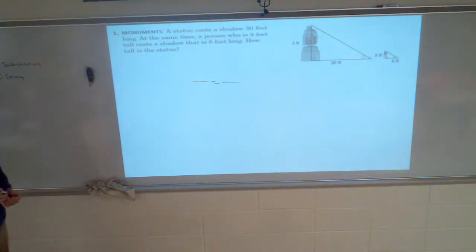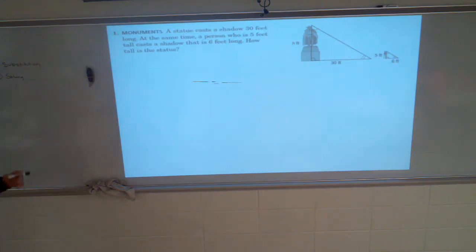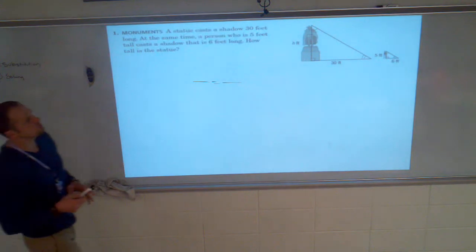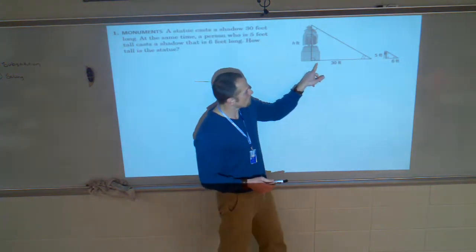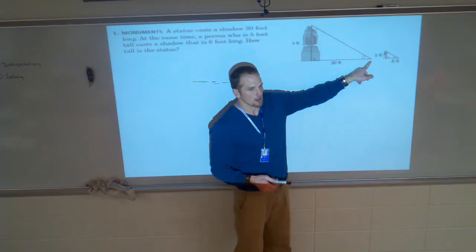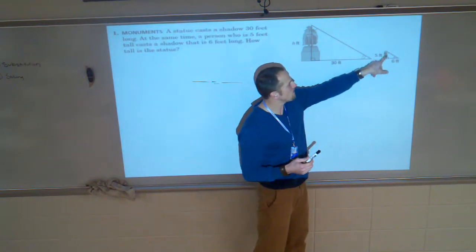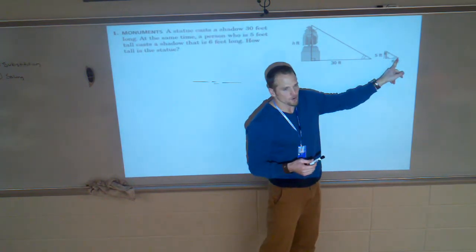It says a statue casts a shadow 30 feet long. At the same time, a person who is 5 feet tall casts a shadow that's 6 feet long. How tall is the statue? So, this statue right here, I don't know the height of it, but I know that its shadow is 30 feet long. At the same time, somebody who's 5 feet tall has a 6-foot shadow.